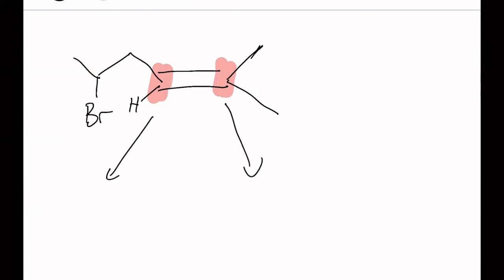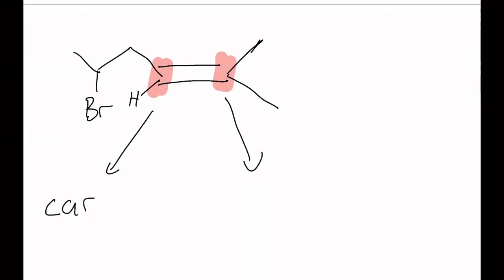Left-hand side. Carboxylic acid. Correct. So that becomes a carboxylic acid because there's one hydrogen. And on the right-hand side, there's no hydrogen. So I can't form carbon dioxide, obviously. Can I form the carboxylic acid? No. So it has to be the ketone.